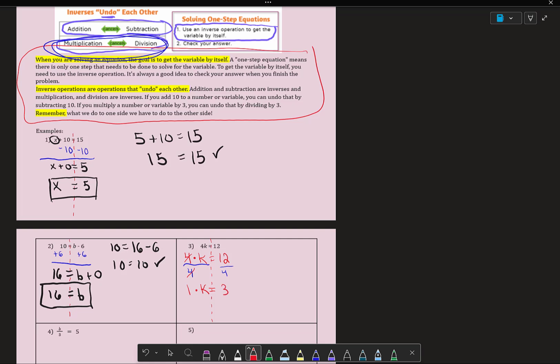We don't really need to write the 1. So a mature mathematician knows 1 times k is really just k. There's an assumed 1 in front. Equals 3. And let's just double check the math. Instead of 4 times k equals 12, we're doing 4 times 3 equals 12. And 4 times 3 is 12.